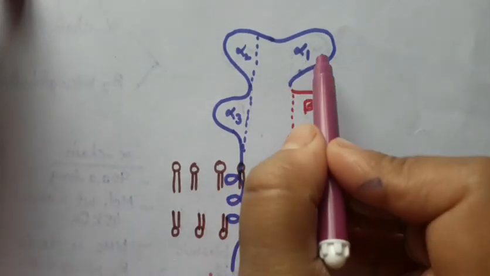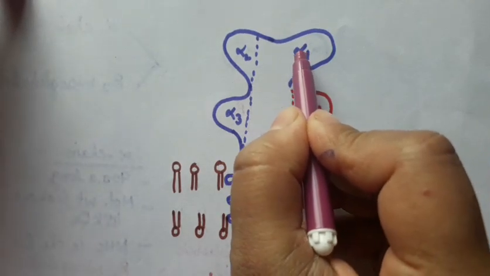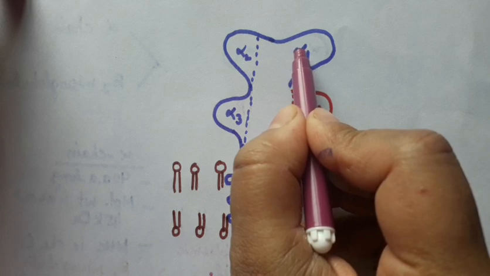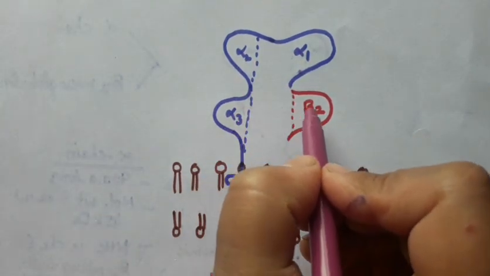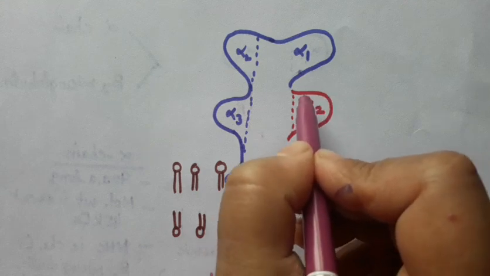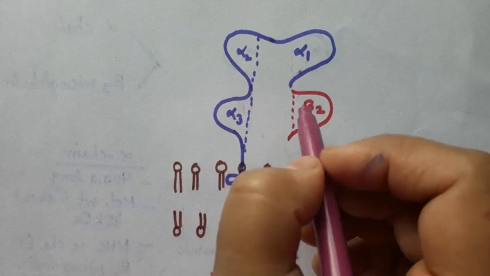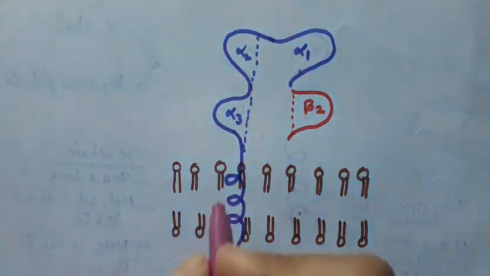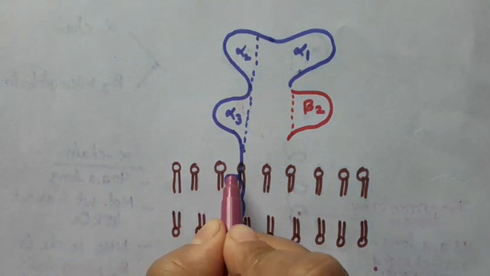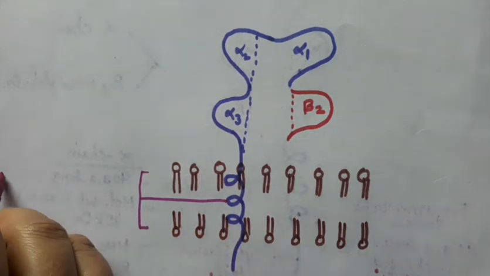As we know, class 1 comprises an alpha and a beta chain. Alpha is differentiated into 3 domains, alpha 1, alpha 2 and alpha 3, whereas the next polypeptide chain is beta 2, and both chains are bound to each other by non-covalent interactions. Now here you can see the alpha chain is bound to the membrane by a transmembrane domain.